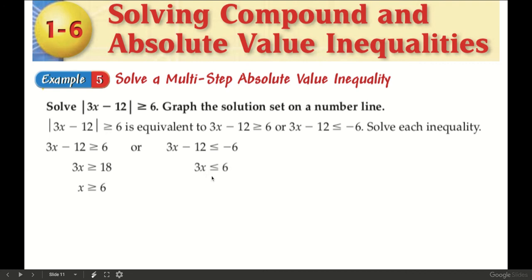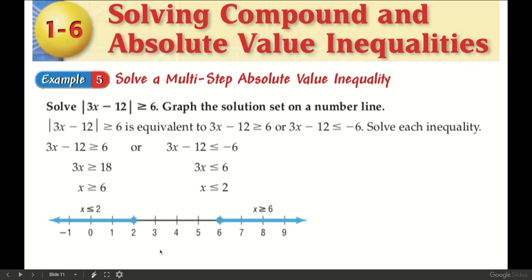Over here, I add 12 to both sides, divide both sides by 3, and I get x is less than or equal to 2. So here is my solution set for that, right? Here are the x values for this absolute value inequality that will make it true. All of these values that are less than or equal to 2 will make this true. They're all part of the solution set.